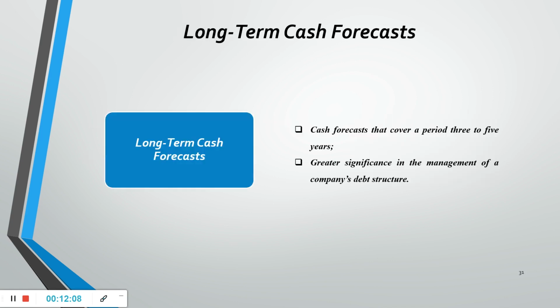Now let's discuss long-term cash forecasts. Long-term cash forecasts generally cover a period of 3 to 5 years and are produced during the strategic planning process. These cash forecasts are only indicative of the likely trend of the company's cash generation. Long-term cash forecasts are little used in the management of liquidity but have a greater significance in the management of the company's debt structure.